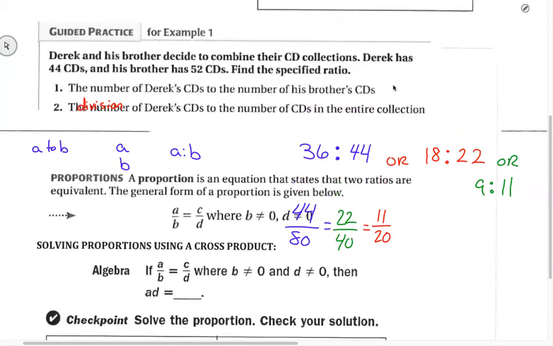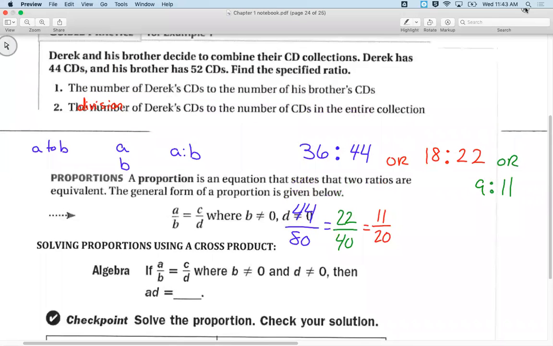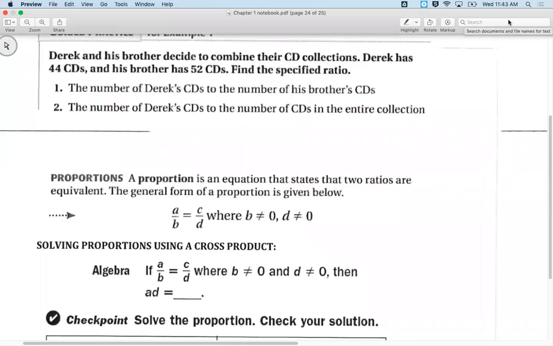All right, so let's keep talking about these. Let's talk about the CDs here. First off, this is a ratio because it's talking about CDs, Derek's CDs and his brother's CDs. Derek and his brother decide to combine their CD collection. Derek has 44 and his brother has 52.